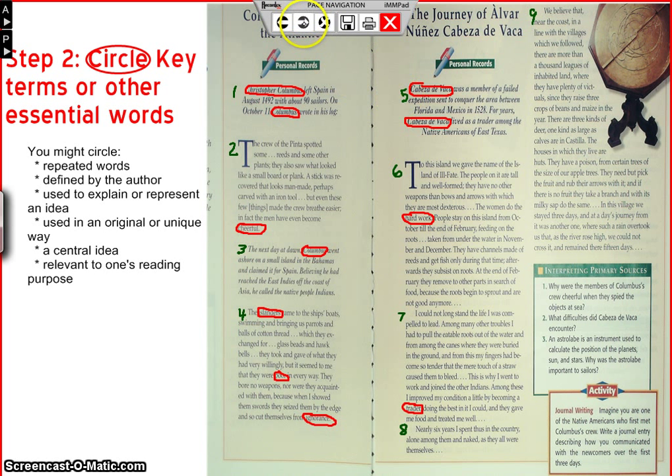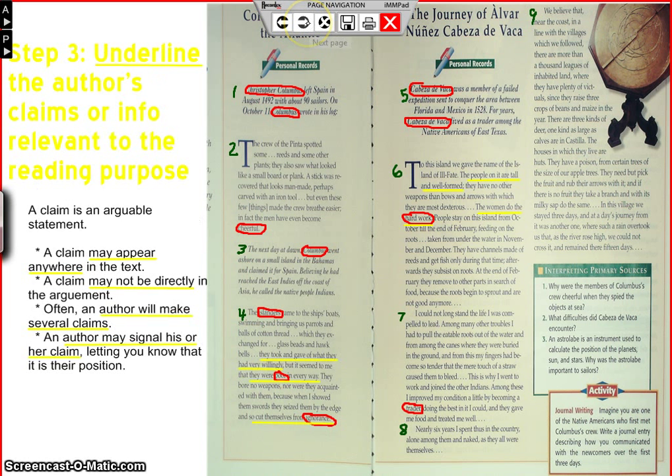Step 3, you're going to read the article for a second time. In the second reading, you're going to underline the author's claims or information that is relevant to the reading purpose. A claim that the author makes may appear anywhere in the text, may not be directly in the argument that they're making or in the paragraph where they're stating the main or central idea. Often there are going to be multiple claims throughout it. And the author sometimes will signal where the claim is going to be.